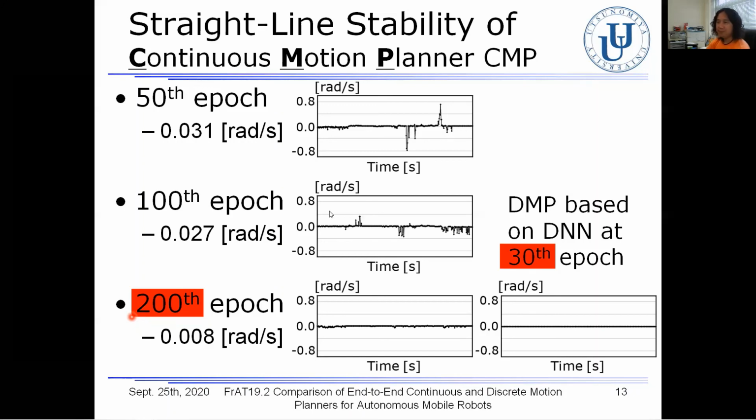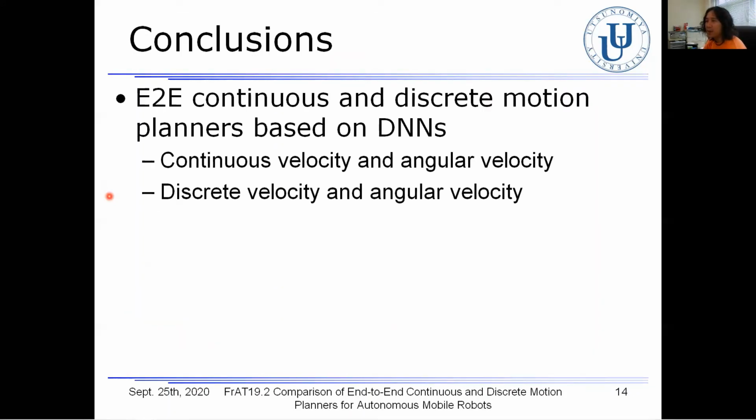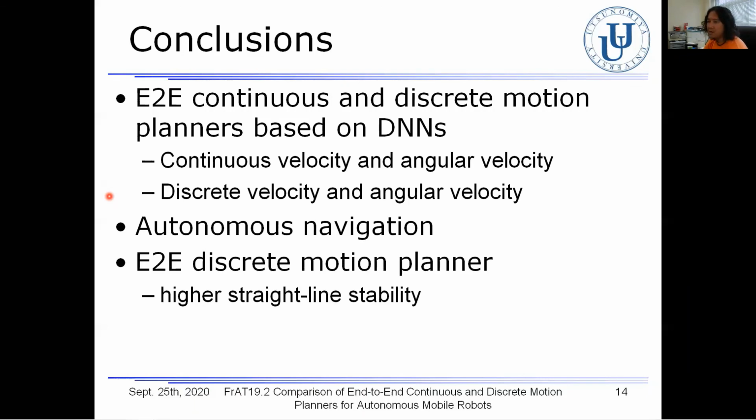In conclusion, we have proposed two end-to-end continuous and discrete motion planners based on deep neural networks for autonomous navigation of mobile robots. As a result, the robot was allowed to successfully move toward the destination while avoiding the obstacles. Through the navigation experiments, we showed the higher straight line stability of the discrete motion planner. Moreover, although the straight line stability of the continuous motion planner was improved, the effectiveness of the discrete motion planner for autonomous navigation of mobile robots at the lowest possible training cost was shown.